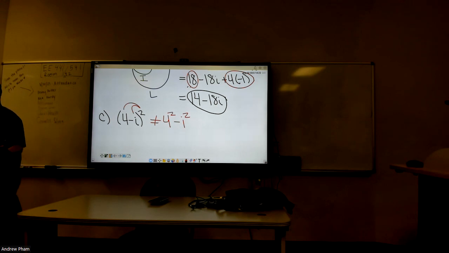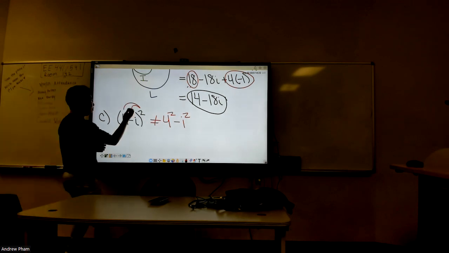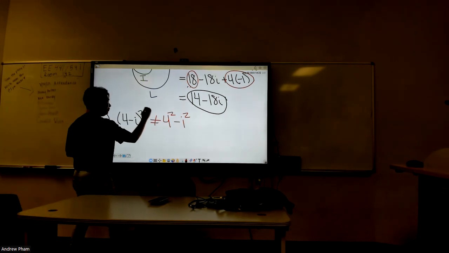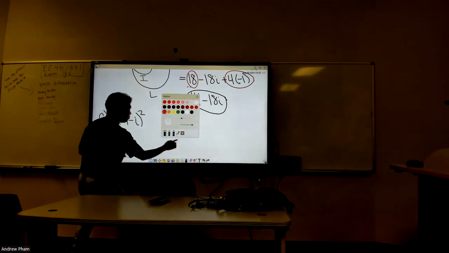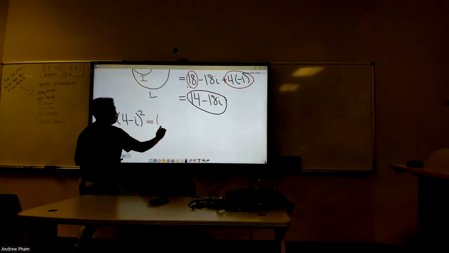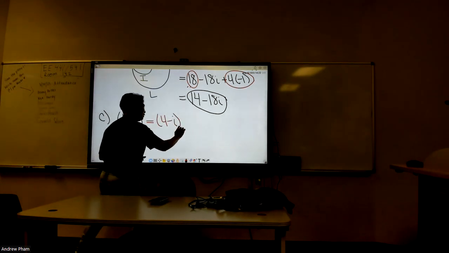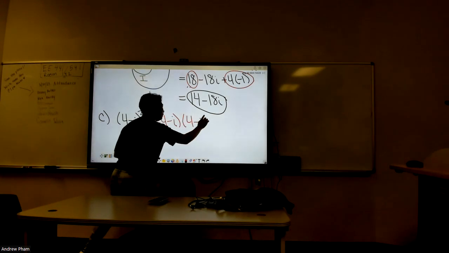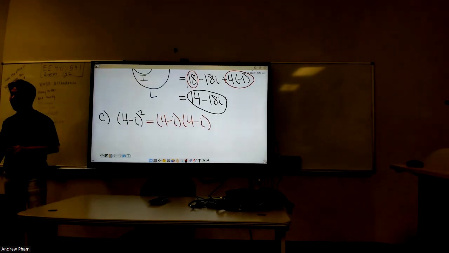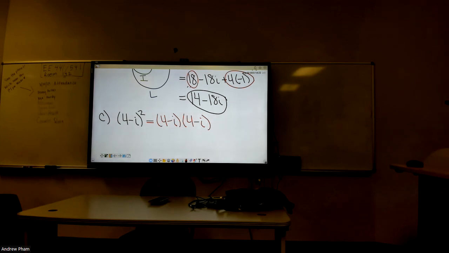Remember, what does it mean to square something? Whenever you square something, you're multiplying it by itself two times. So really, to start you off, this is equal to (4 - i) times (4 - i). That's how we should be starting. So see if you can go from there. Make sure you're not just distributing a square. It is (4 - i) times (4 - i).